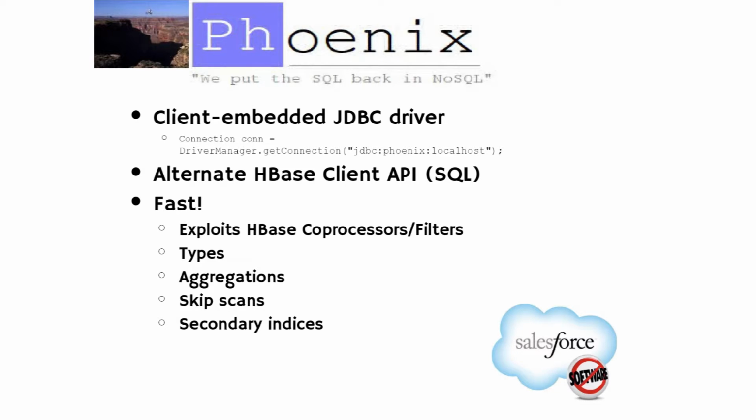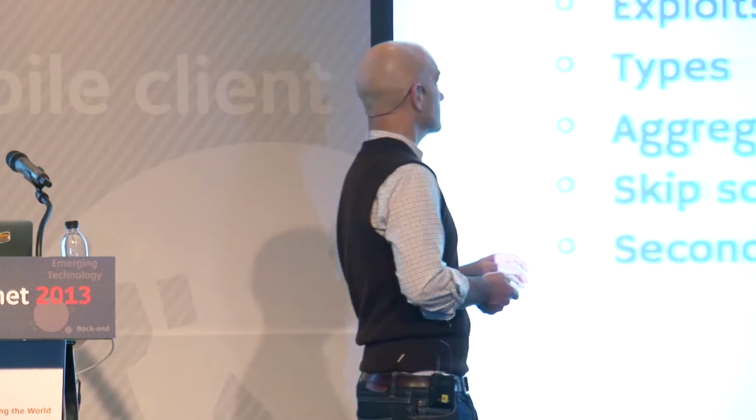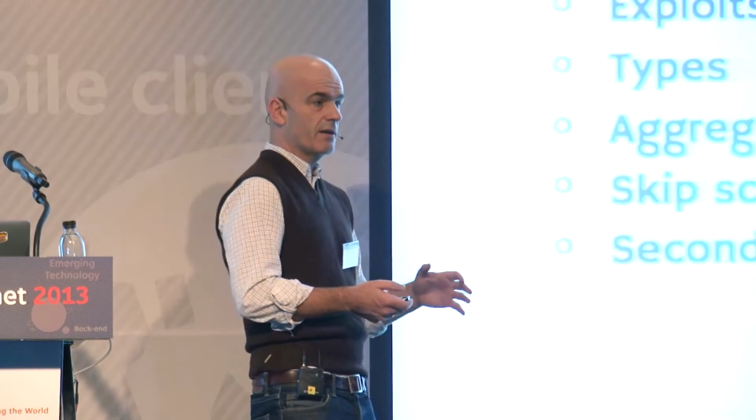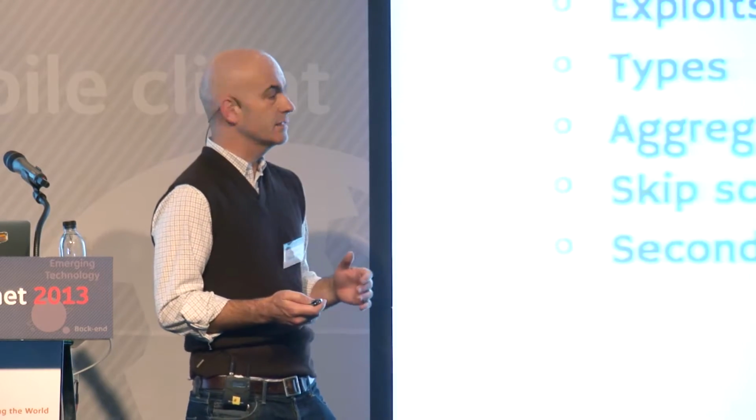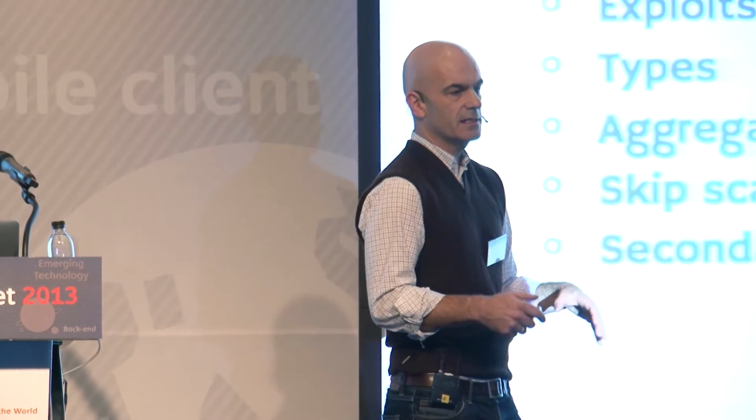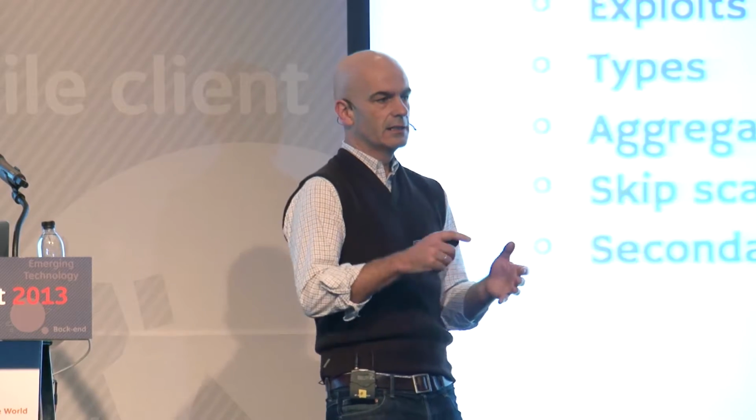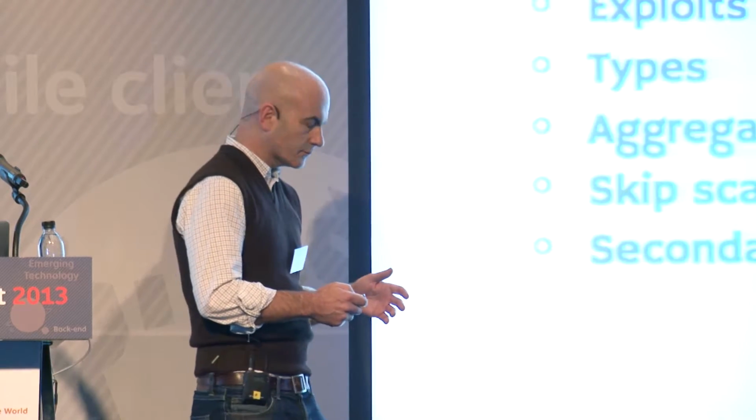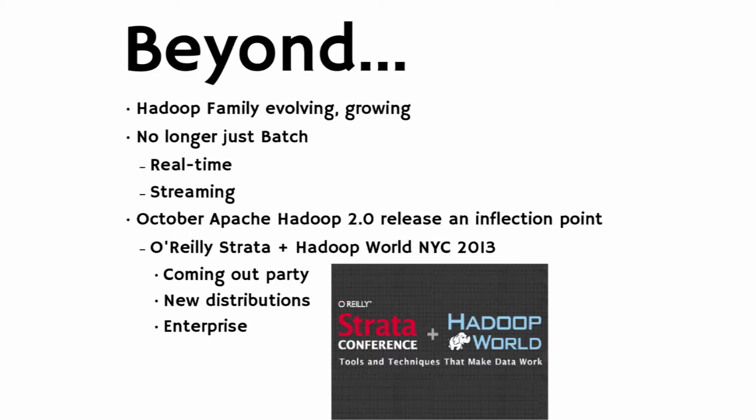So Salesforce have been working on Project Phoenix. It's a SQL layer on top of HBase. It's very nice, it just looks like a JDBC driver. HBase looking like any other database. And it's fast because it's got its fingers into the guts of HBase. The people there know how HBase works, and they've exploited all the filters and the triggers, and they can make it run fast.